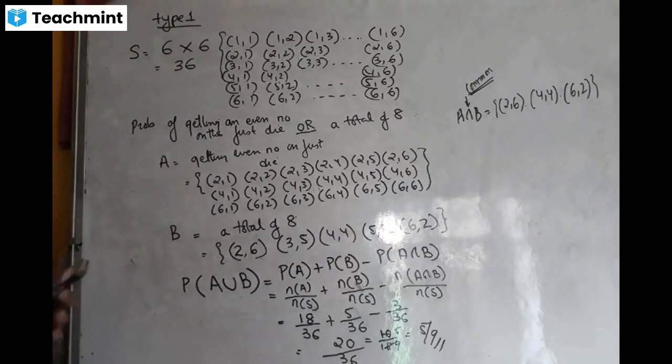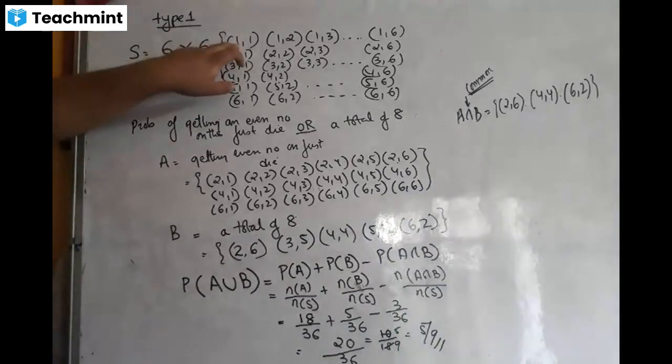Okay. Now I'll read the question one more time. Those who have not written the question, please do it. The question is, a pair of dice is thrown. That means you are throwing two dice. Is that clear? So this could be the outcome. If you get one on the first die, you can get one on the second die.